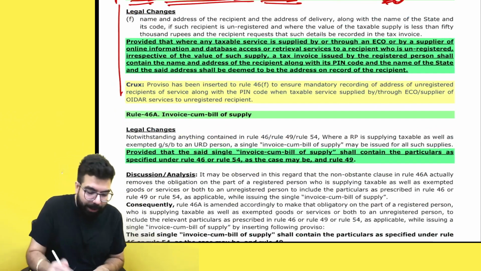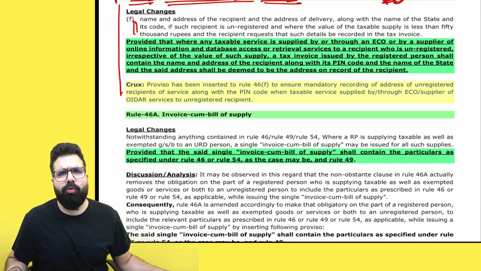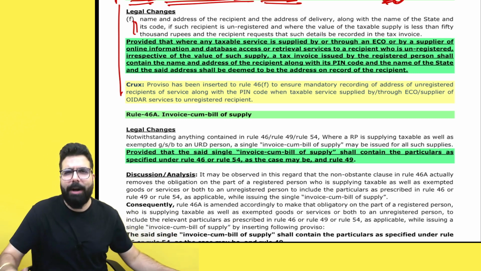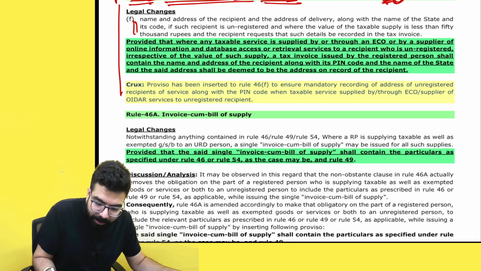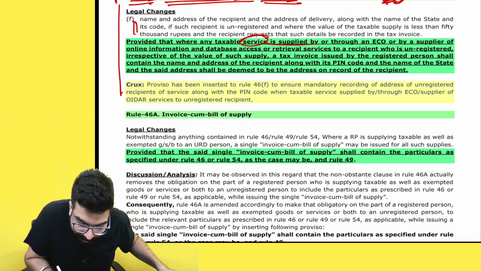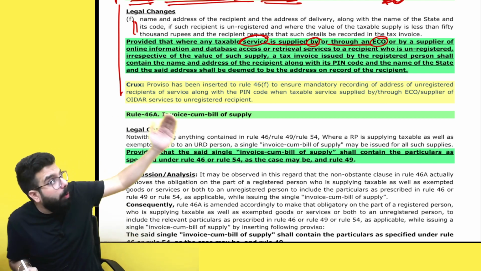That's all. They have told, Ramesh, generally, if you are supplying services to an unregistered person and the value of supply is less than 50,000 rupees, then you don't have to capture their name, address, state, pin code, etc. in your invoice. But now one proviso has been inserted. If you are providing taxable service, either provided by an e-commerce operator, or a supplier supplying through an e-commerce operator.